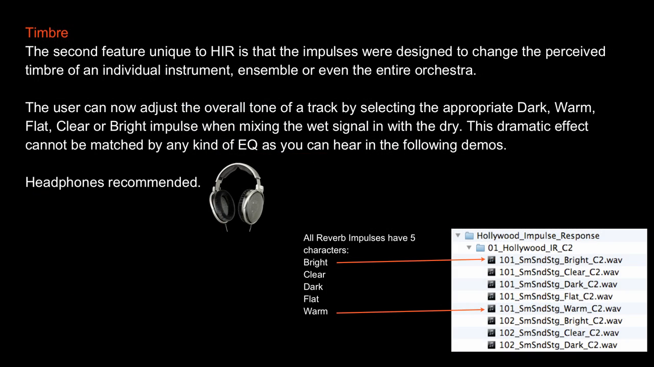The second feature unique to Hollywood Impulse Responses is that the impulses were designed to change the perceived timbre of an individual instrument, ensemble, or even an entire orchestra. The user can now adjust the overall tone of a track by selecting the appropriate dark, warm, flat, clear, or bright impulse when mixing the wet signal in with the dry. This dramatic effect cannot be matched by any kind of EQ, as you will hear in the following demos. Headphones are recommended.